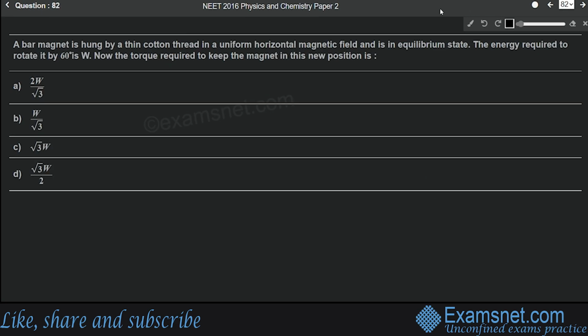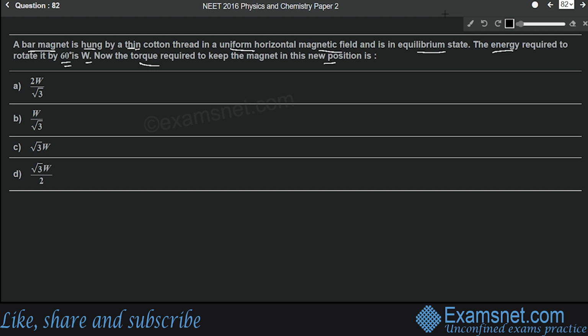Question number 82 is from magnetism and matter, and the question is: a bar magnet is hung by a thin cotton thread in a uniform horizontal magnetic field and is in equilibrium state. The energy required to rotate it by 60 degrees is W. Now the torque required to keep the magnet in this new position is, okay.